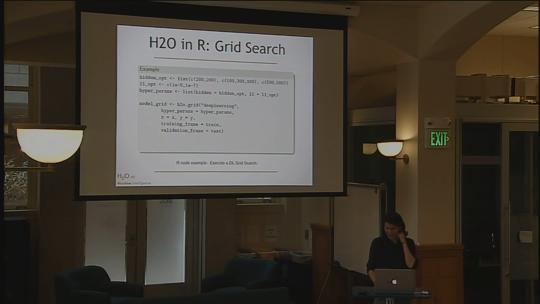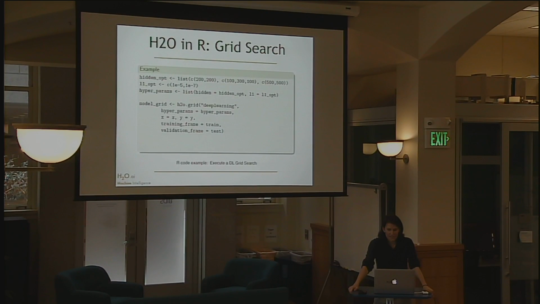Okay, so then another thing that you might want to do in a machine learning problem is do a grid search. So this is the syntax for doing a grid search in R. There's a function called H2O.grid, and then you just type in the name of the one of the algorithms that you'd like to do. So this is a deep learning example, and then you pass a list of hyperparameters.